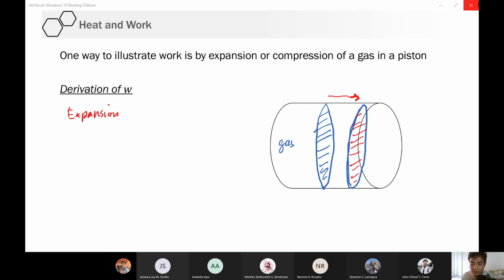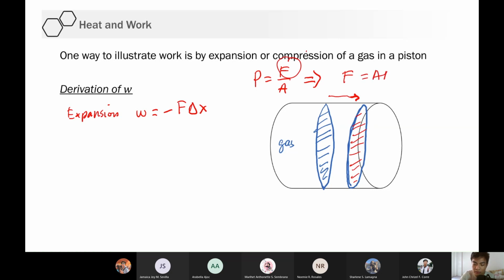If our process is expansion, ibig sabihin yung system yung tumutulak sa takip. So, that's W equals negative F delta X. Now, since alam natin ay gas to, the pressure of the gas, which is nasa prob set natin, is the force over the area. So, if you are solving for the force of the gas, that is F equals A times P.